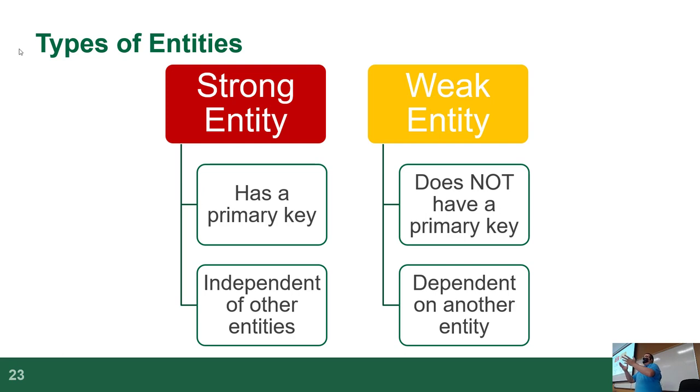So there are two kinds of entities when you talk about databases. There are strong and weak entities. A strong entity has a primary key and is able to live independently of others, theoretically.